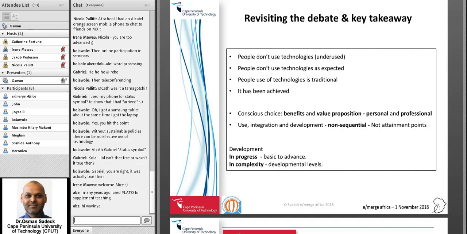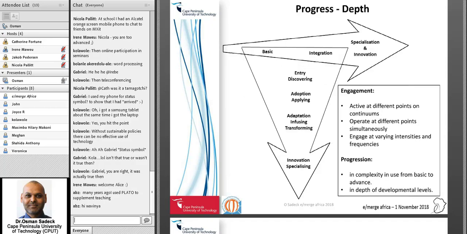The second point, again, is a reiteration that when we use technologies, when we integrate them, and in our own development in our use and integration of technologies, this is not sequential. It doesn't follow a very stepwise approach to things, to say that we are at this point, we're in the next point. There is a fluid movement backwards and forward. So when we look at the last two points that I've got over there, the development in progress tends to be, I'm just going to go back one slide, from basic to specialization to advanced. And then in complexity, we would go from basic integration, entry, and then moving into specialization.